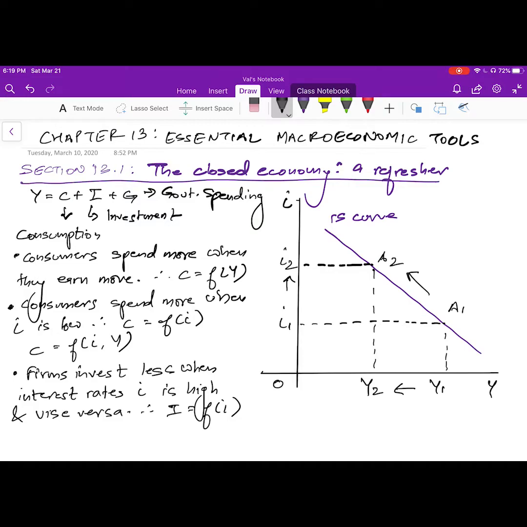As far as the chart goes, is it possible now for you to be not on an IS curve? Let's think about a point. Let's draw a point that's not on the IS curve.